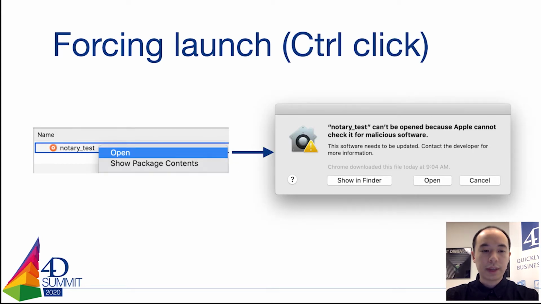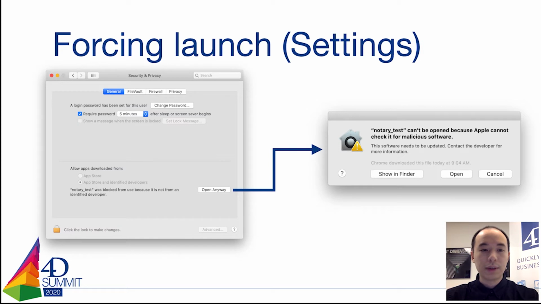Here is an example application. You can do a right click open. You'll be greeted with this message saying, it cannot be checked for malicious software, but you can still open it in this prompt. The second alternative is if you go into your privacy settings, hit open anyway, and you'll be greeted with that same message prompt saying, cannot check for malicious code, but you can still open it.